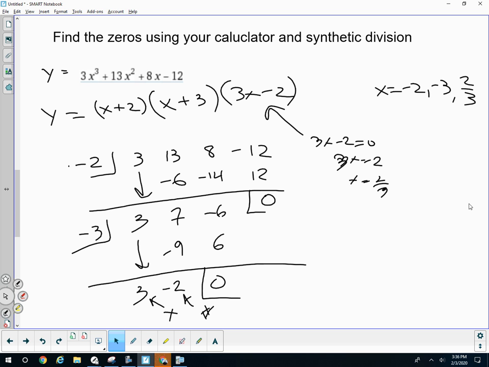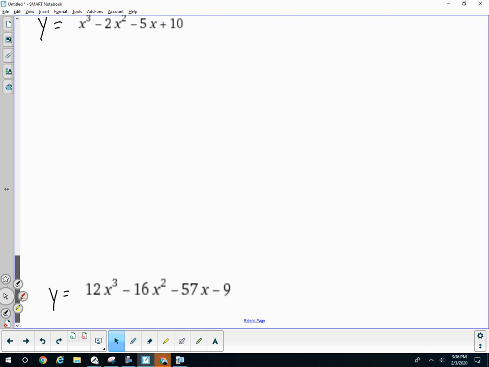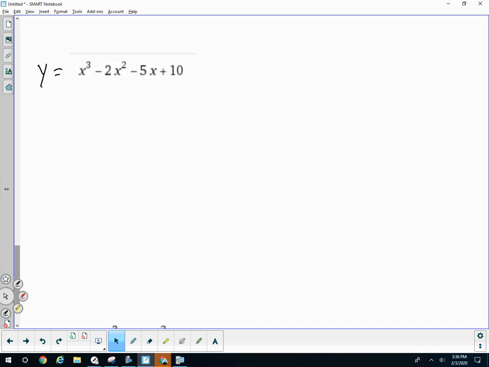Okay? All right, so another one. You will not be able to find the answers to this with a calculator. It will not be easy fractions. You'll be able to find one, but then the other two we'll have to figure out ourselves.